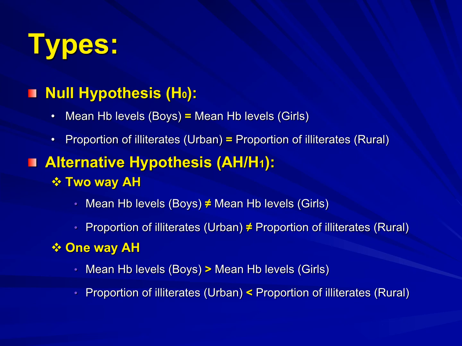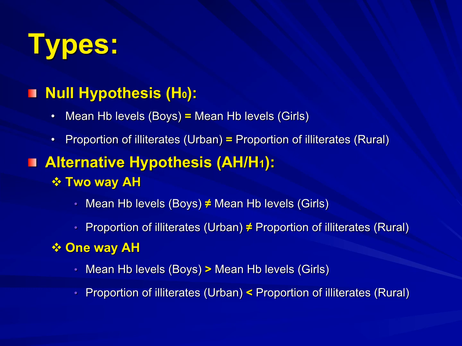But if you just state that there is some difference between the mean hemoglobin levels of boys and the mean hemoglobin levels of girls, in this statement you have not specified whether the mean hemoglobin level of boys is greater than or lesser than that of girls. So this is called a two-way alternative hypothesis.